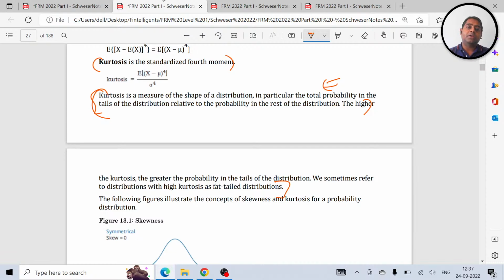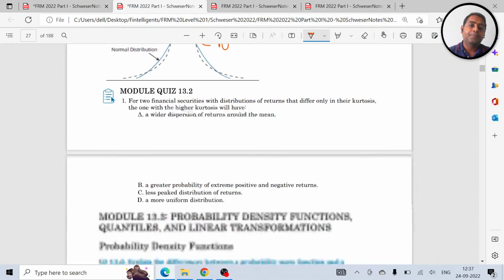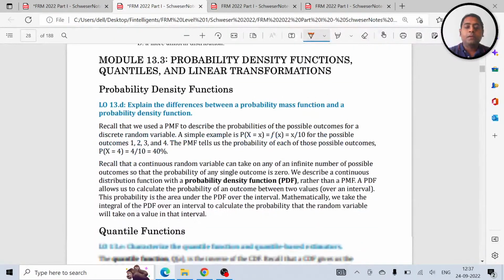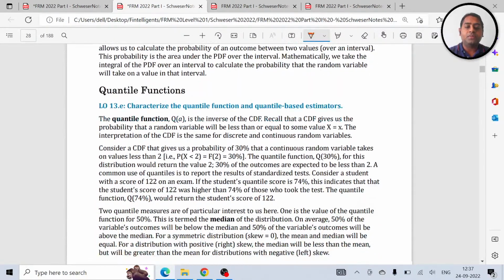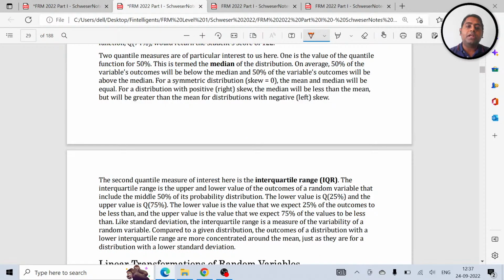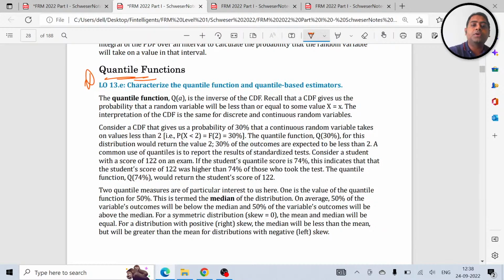They are basically telling you how kurtosis will lead to fat tails on both sides. That is important. And this section will come again in one of the chapters in book two also. PDF, probability density function, quantile function. There is this interquantile range. You can focus more on the quantile function from this chapter.